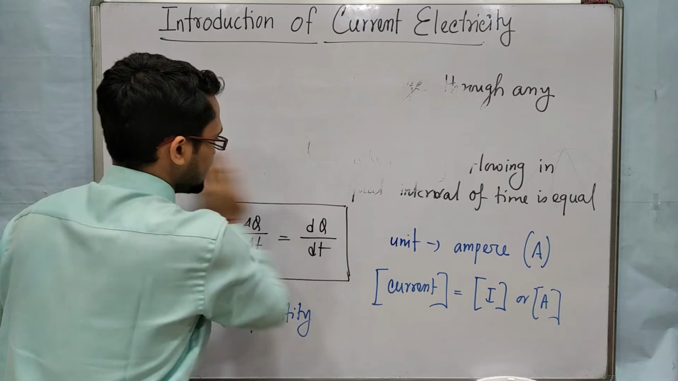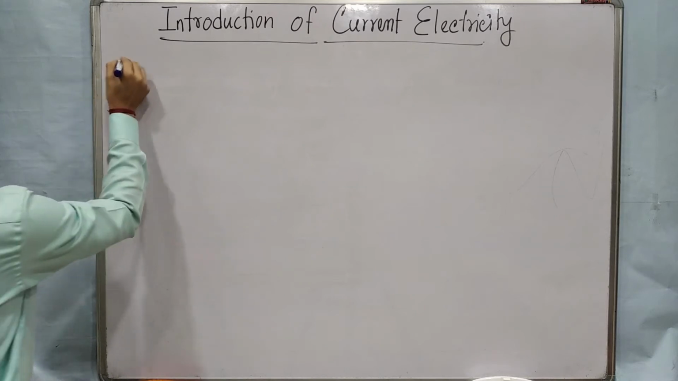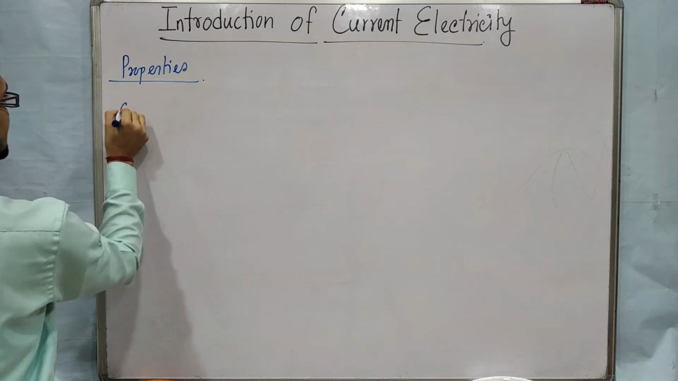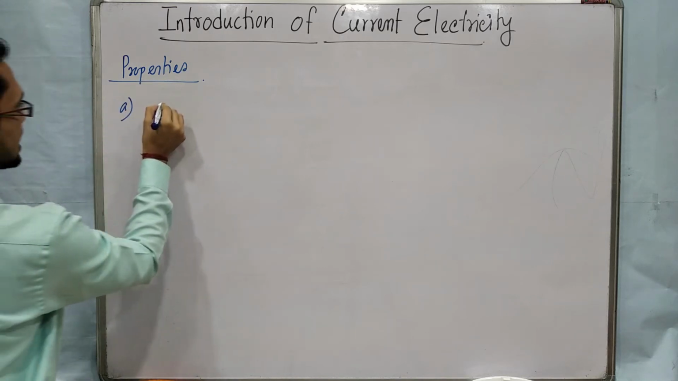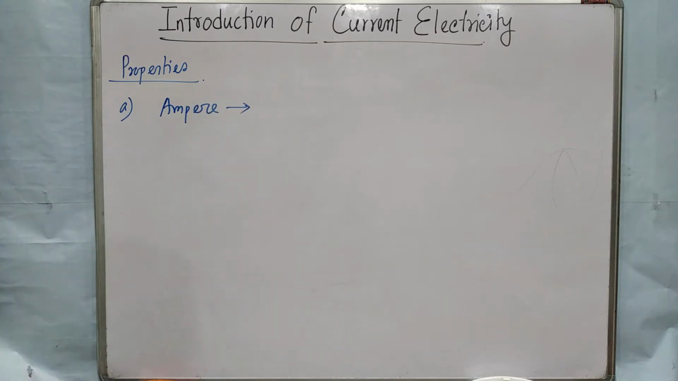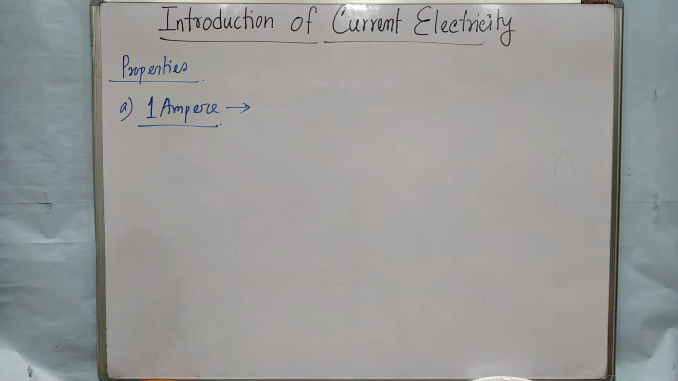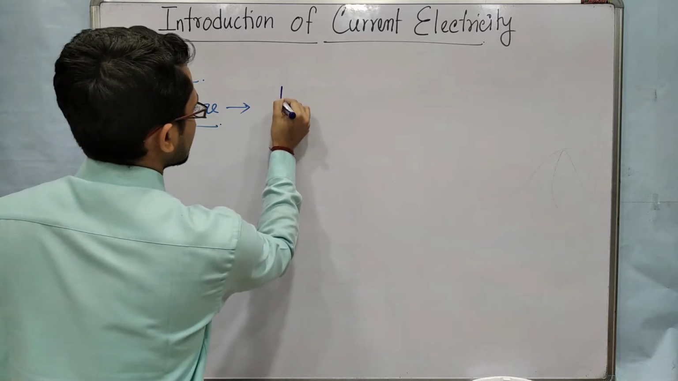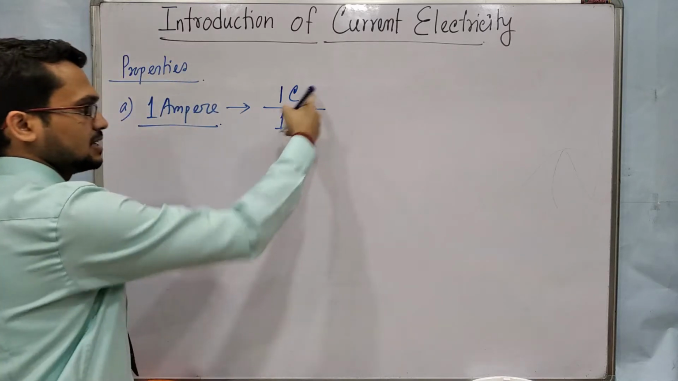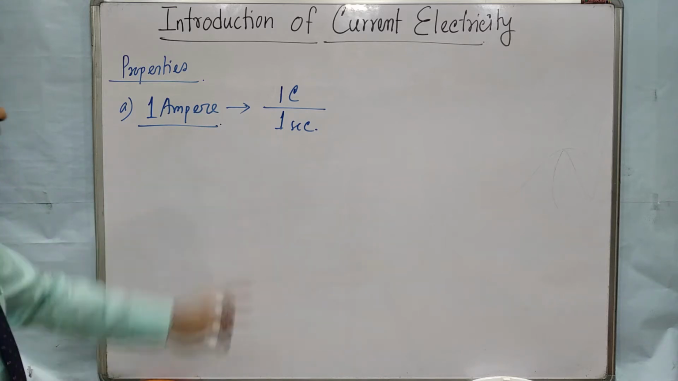Now come to different properties of this current. First one, its unit is ampere, right? So what is the meaning of this ampere? 1 ampere means what? 1 ampere means 1 coulomb of charge flowing in 1 second. Charge by time, that is current. So 1 coulomb of charge flowing in 1 second, that is 1 ampere.